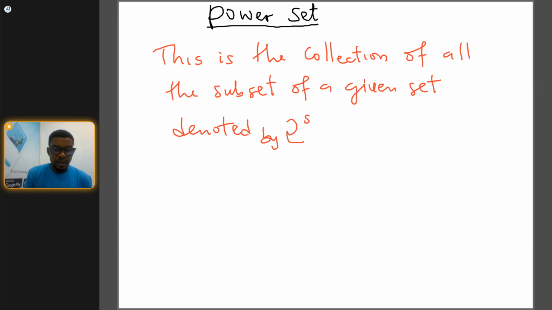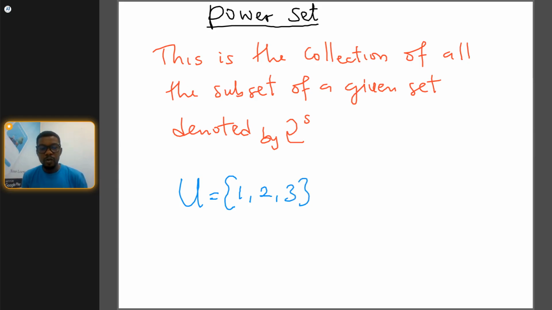Let me explain that with this example. Let's say the universal set is given as 1, 2, then 3. Take note of that. Now, before I solve this question, I want you to put this down in your notes.